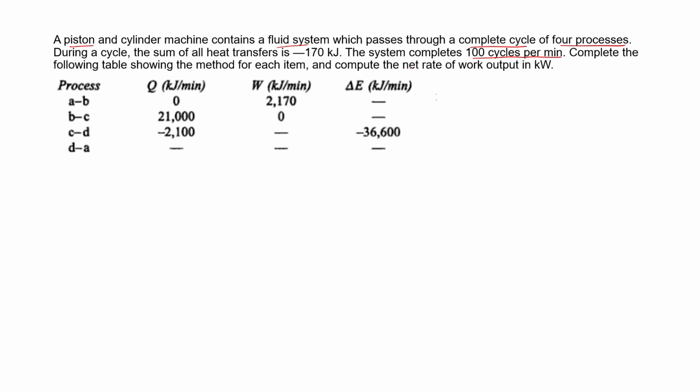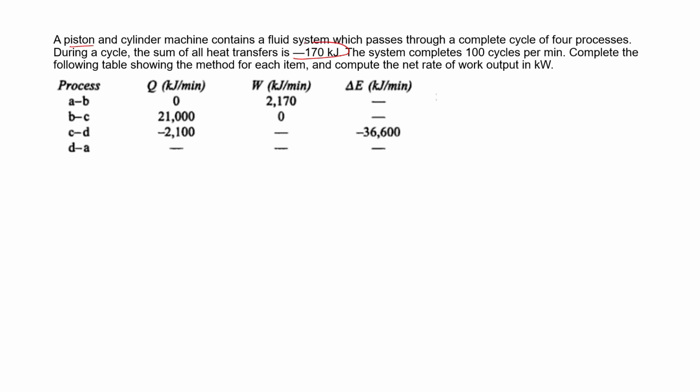Complete the following table showing the method for each item and compute the net rate of work output in kilowatt. So this cycle contains all these processes. So starting from A and finally it reaches A. So it is a cycle. So you need to calculate all these values here.